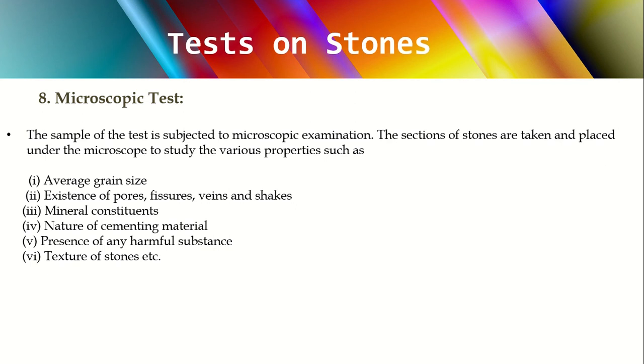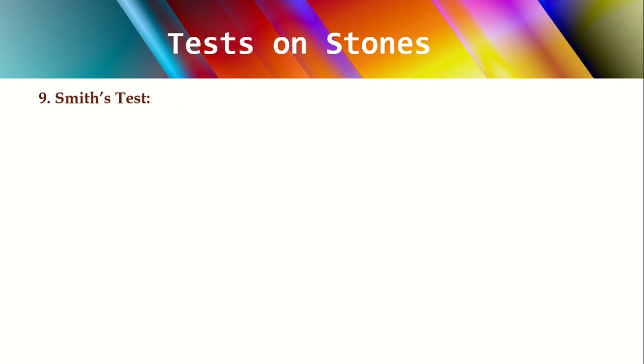Next, what is the nature of the cementing material? So which mineral in that stone is able to give a cementitious property. Presence of any harmful substance. Are you able to see any organic matter or vegetative matter inside? And what is the texture? All this you can observe under the microscope, and hence it's called the microscopic test.